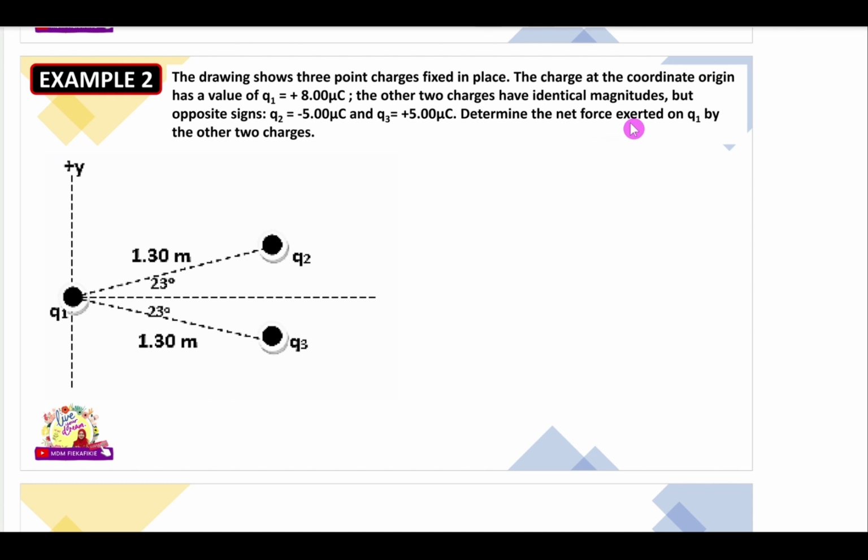So determine the net force exerted on Q1 by the other two charges. So kita nak kira the net force on Q1. Okay, so kita tengok on siapa.